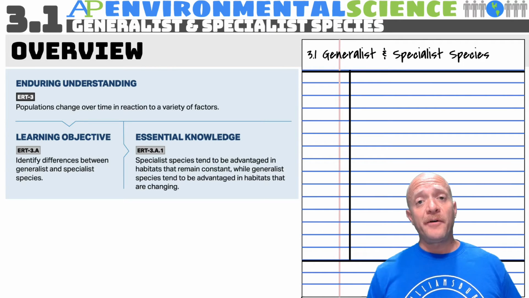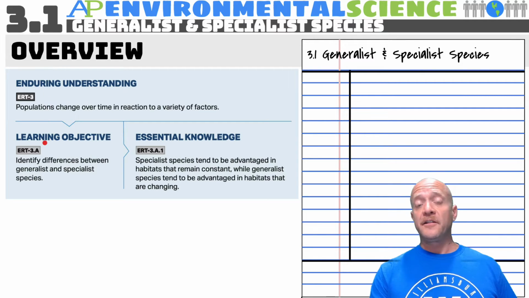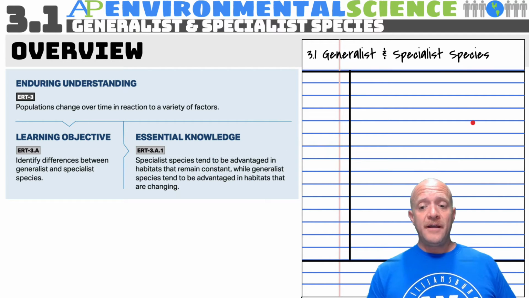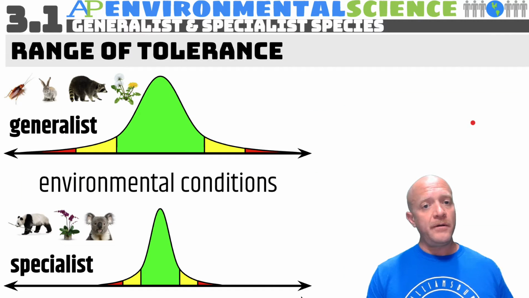Hey, today we're going to talk about 3.1, Generalist versus Specialist species. Before we begin, you can check out the Enduring Understanding, look at the learning objectives, and pause the video, review the essential knowledge, and set up your Cornell notes. So this is a very quick, short little video.